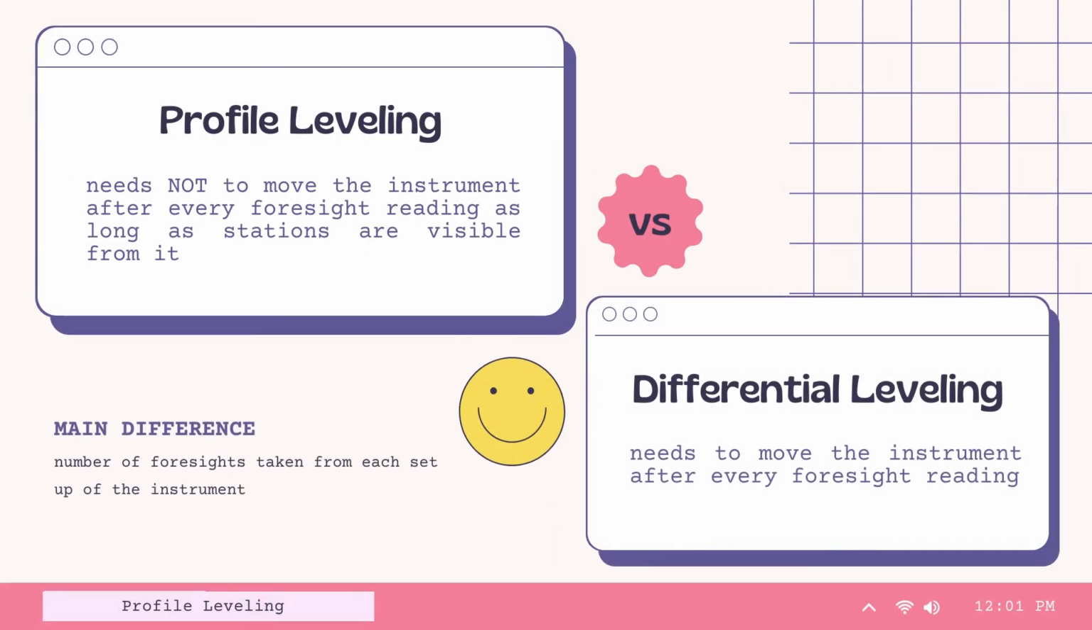A quick note on the main difference between profile and differential leveling is the number of foresights taken from each setup or location of the instrument. While differential leveling needs to move the instrument after every foresight reading, profile leveling does not do so, given that all stations are visible from the instrument or that there are no obstructions found in the area.